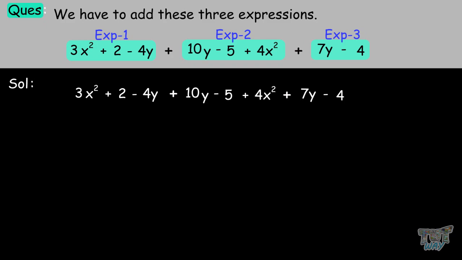So let's write all the like terms together. You have 3x squared and 4x squared. Both are positive, so add them together. 3x squared plus 4x squared. Now moving on, you have negative 4y plus 10y plus 7y. These are all like terms, and remember to keep the sign in front of each term. Now moving on to the constants, you have negative 5, negative 4, and positive 2. Now write them all together. So now you have 3 sets of like terms.